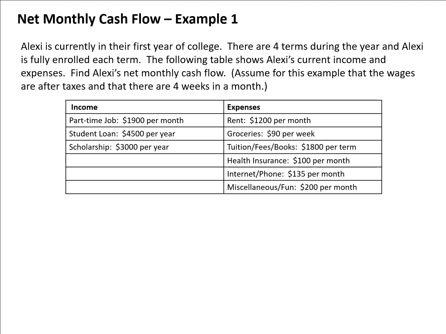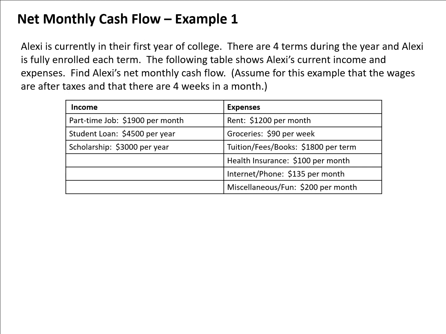Let's look at some examples of putting together a personal budget. In this first example, we're looking at Alexi. Alexi is currently in their first year of college. There are 4 terms during the year, and Alexi is fully enrolled each term. The following table shows Alexi's current income and expenses.